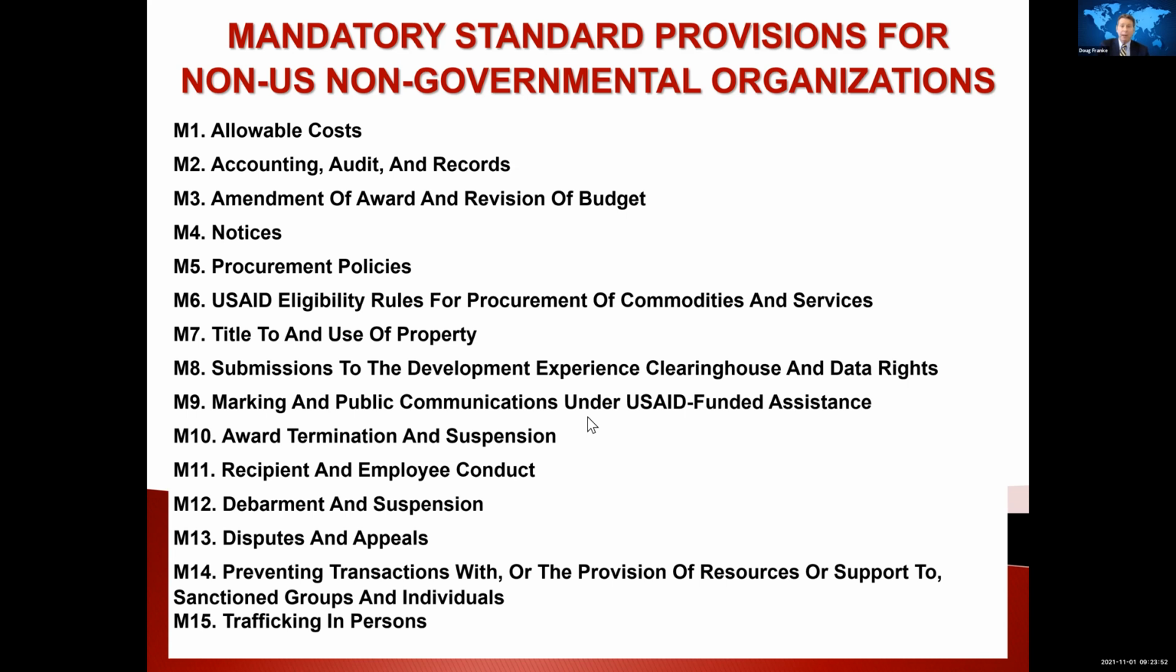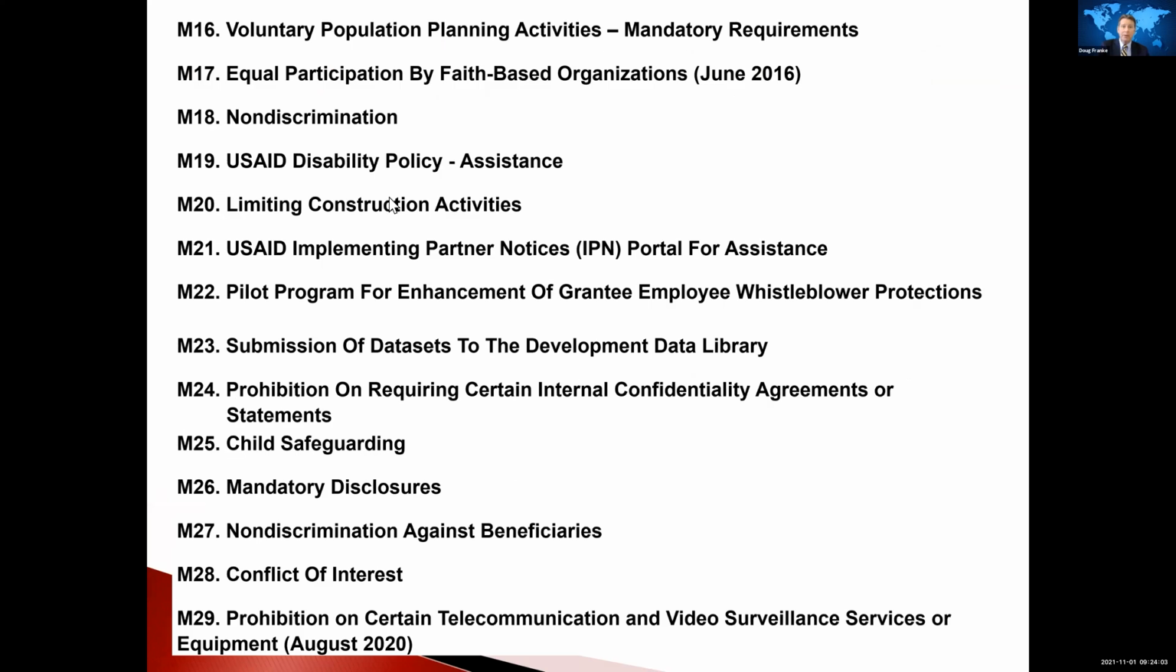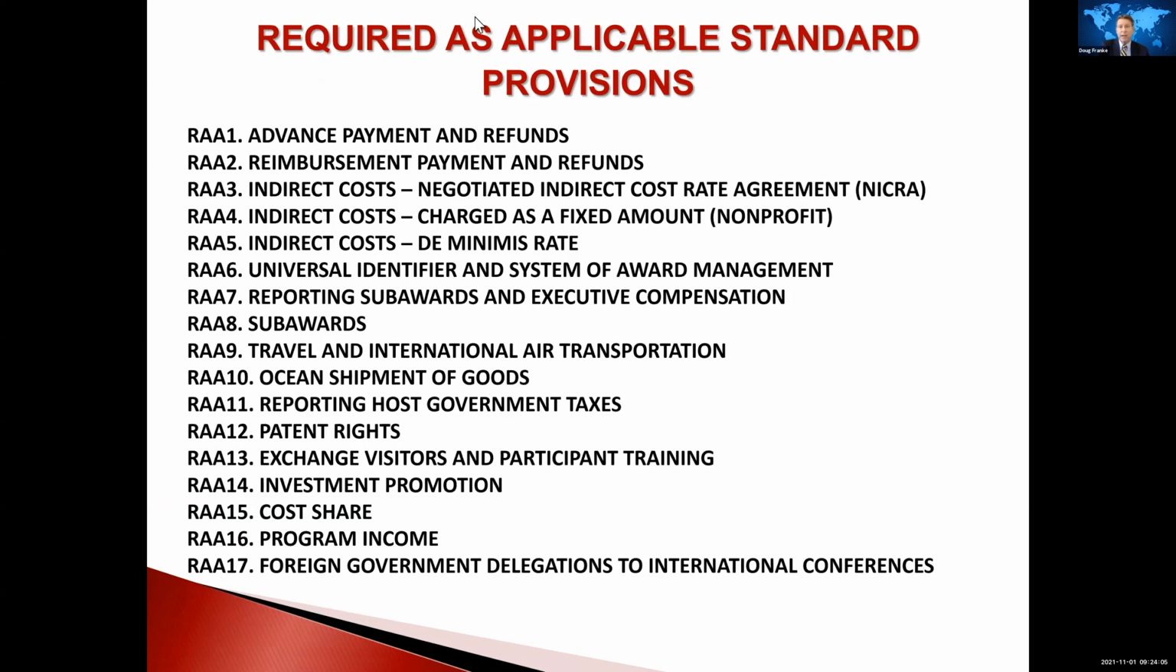I don't think it gets populated very easily, but certainly when we talk about 1 and 2, what's allowable cost, how you're going to be audited, and 3, amendment of award, very, very important. They just go on, and then we go to the second section, which we don't have time for today, the required as applicable provisions, which you'll see down here under RAA 5. Sorry, let me get my pointer working again. RAA 5 is the one on the 10% de minimis. We'll spend a little bit of time on that.